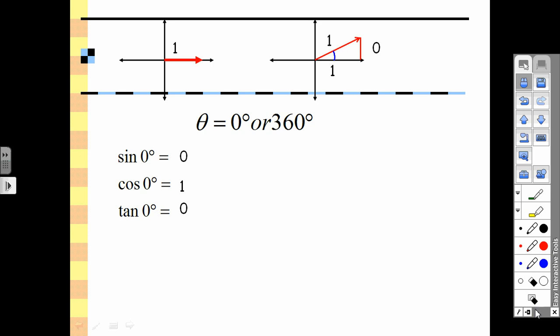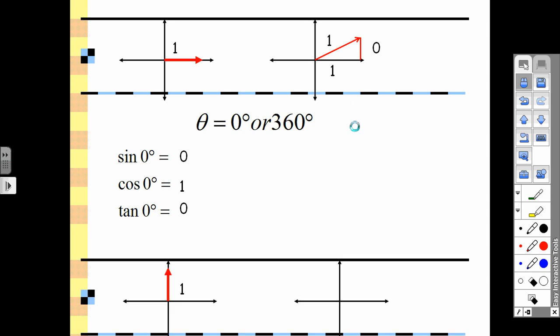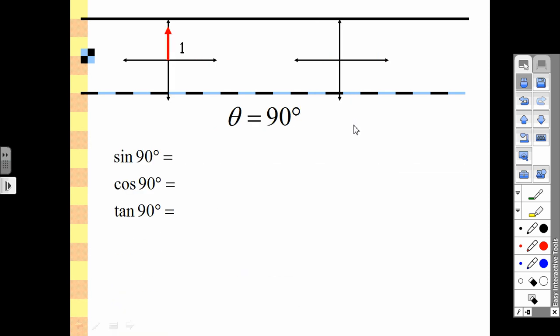Okay, so what we're going to do here is we're going to do this same process for every single quadrantal angle. We're going to make a little triangle like this and plug in the values of 0 and 1, and then look at that triangle to calculate sine, cosine, and tangent. So here is the 90-degree angle. So what we're doing is we're going to take this ray and we're going to scoot it over. You can scoot it over to the left or the right, whichever one you prefer. I usually like to go to the right. So I'm going to scoot it over to the right just a little bit.